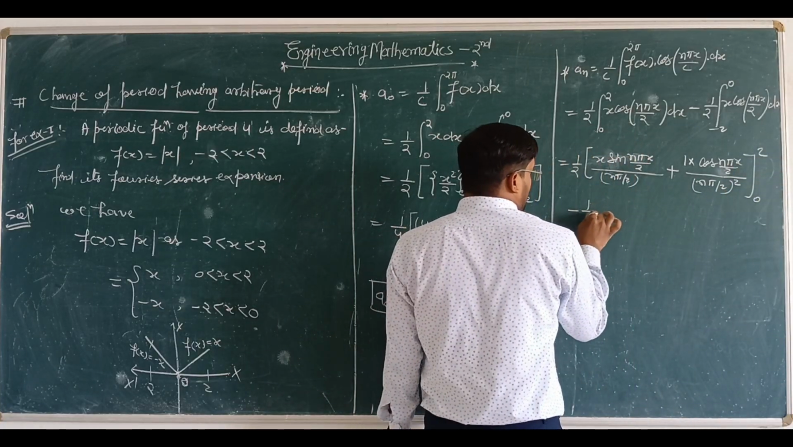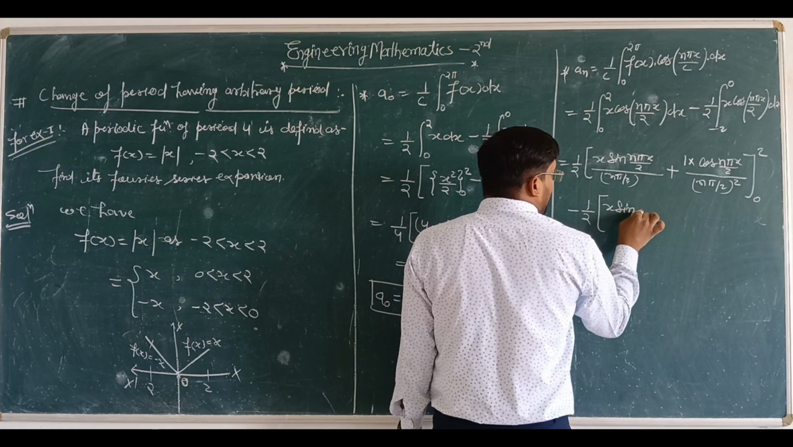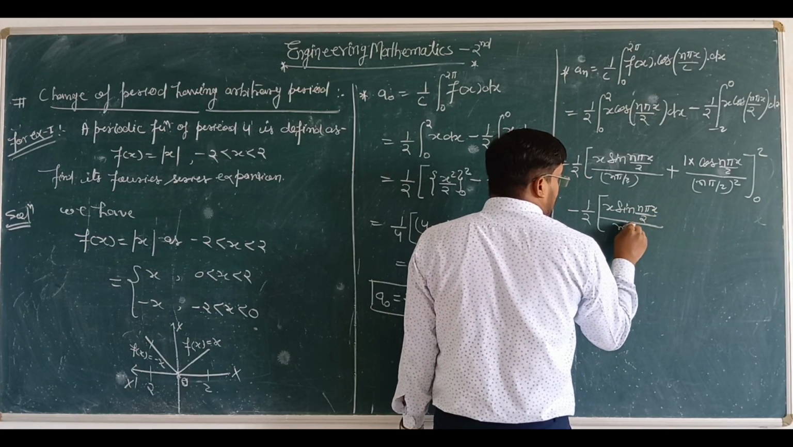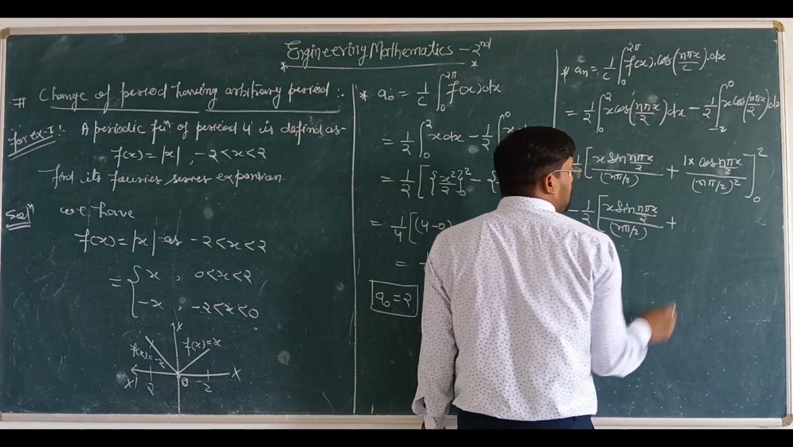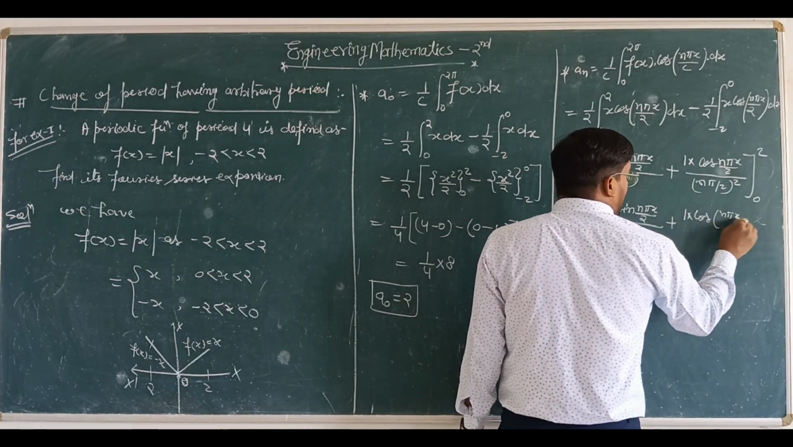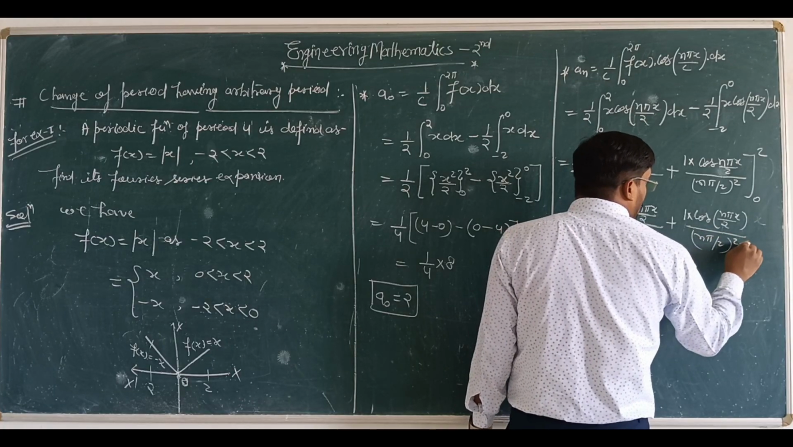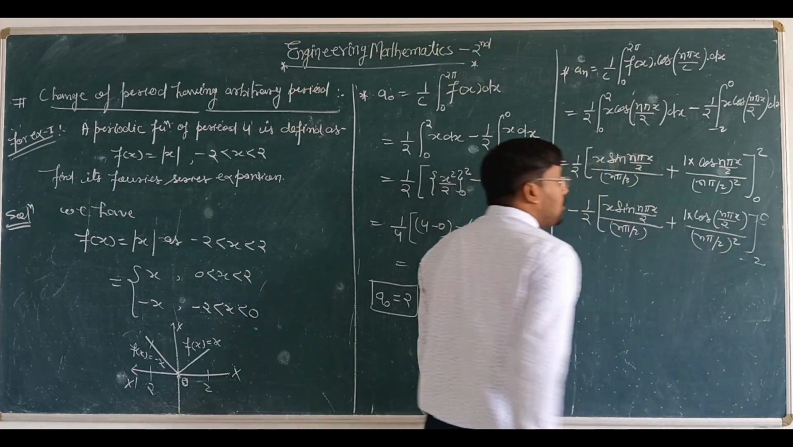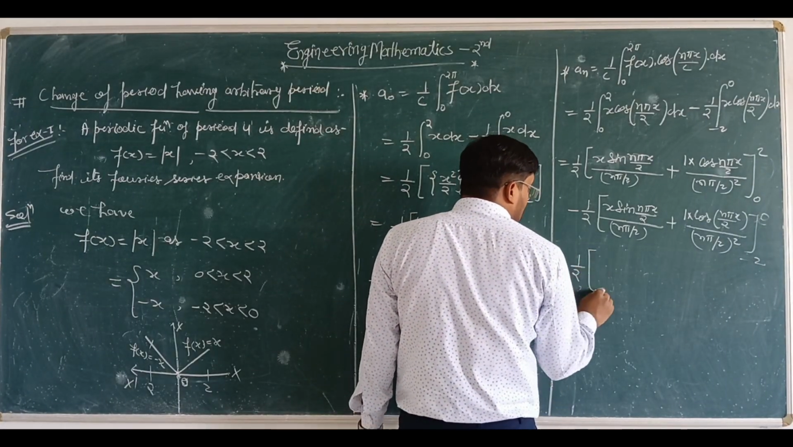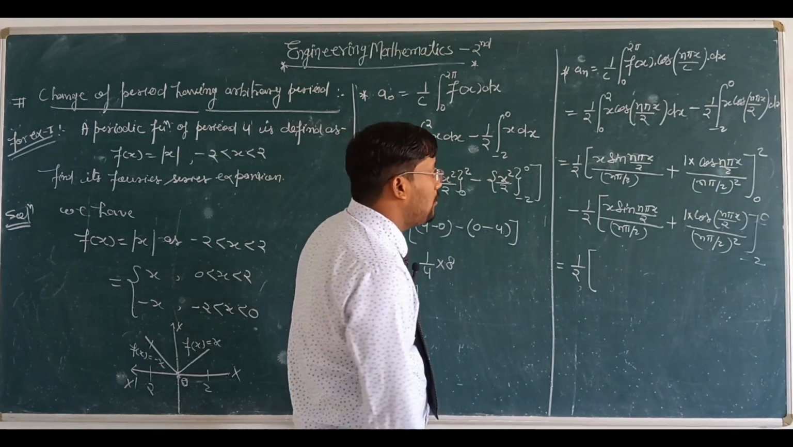Again the integration of this function. You can write x sine n pi x upon 2 total upon n pi upon 2, minus minus plus 1 into cos n pi x upon 2 total upon n pi upon 2 to the power 2, limit minus 2 to 0. Now put the limit of this function. You can write 1 by 2, the value of this function is equal to 0.